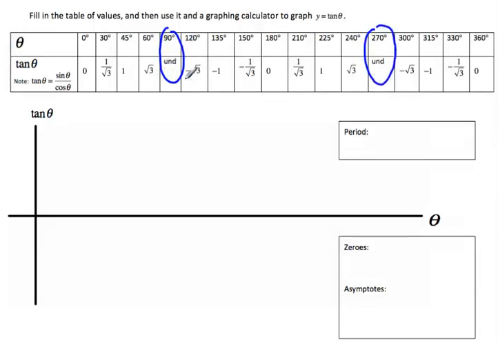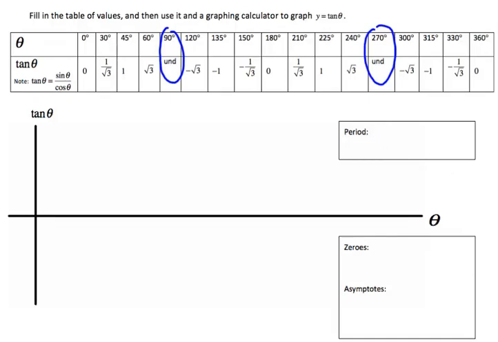And we can't divide by 0, so that means that when cosine theta is equal to 0, namely at 90 degrees and 270 degrees, tan theta is undefined. And what we're going to see is that that leads to an asymptote on the graph. Everywhere else, the tan theta function is defined between 0 and 360 degrees.